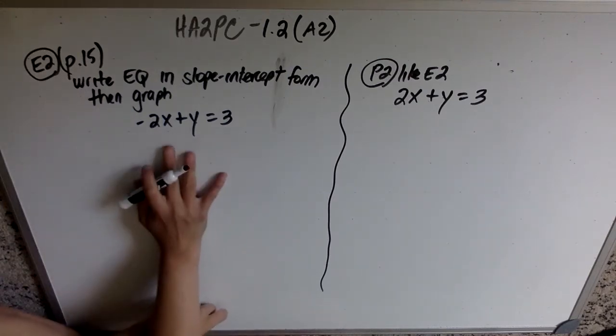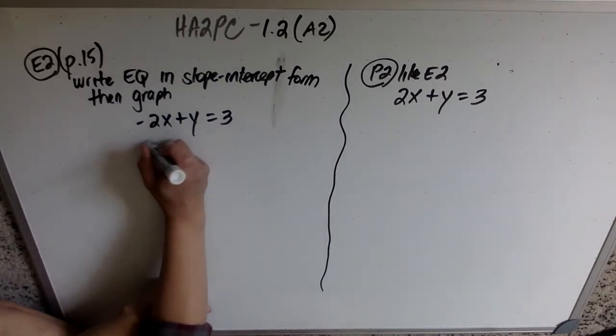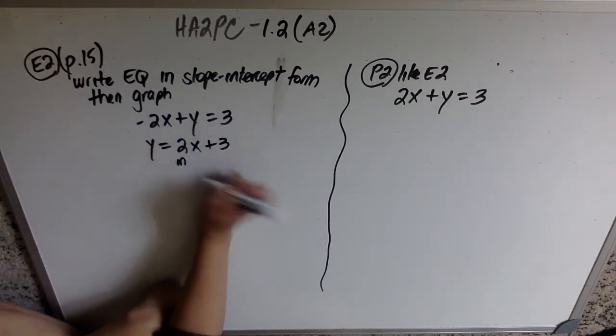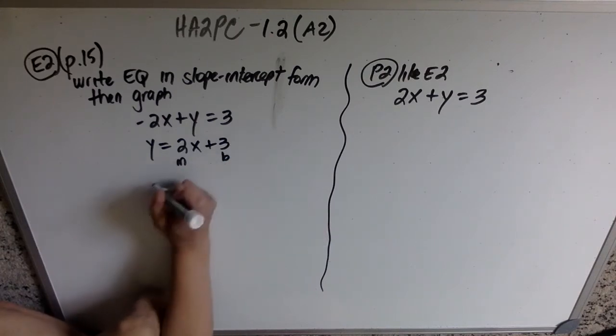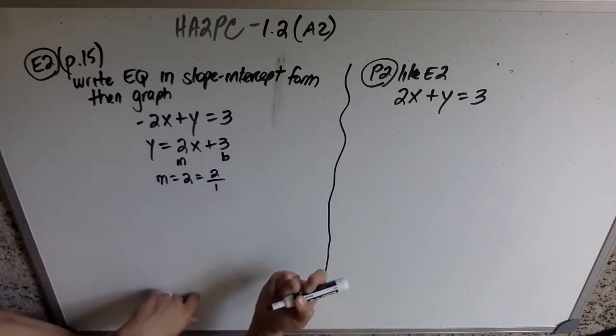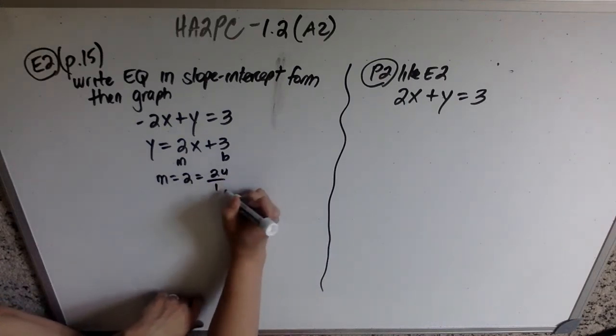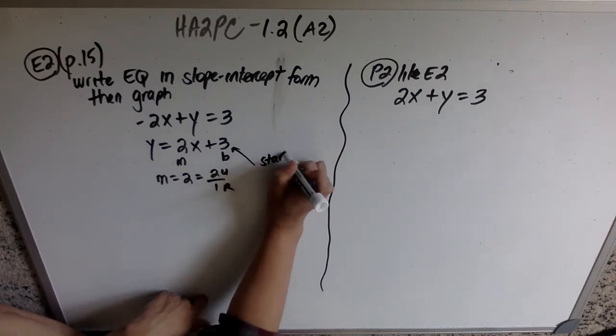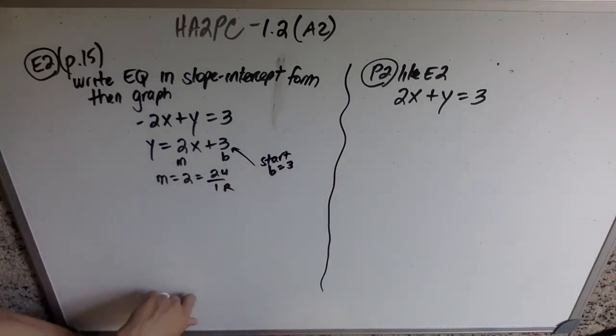So the only thing that's making this not slope-intercept form is that I need to add the 2x to the other side. So I'm going to get that this is y equals 2x plus 3, which means my m is 2 and my b is 3. So the slope is a 2, which is really a 2 on top of a 1, because that's how fractions work. So I'm going to go up 2 and right 1. My start value is going to be b equals 3 on the y-axis.